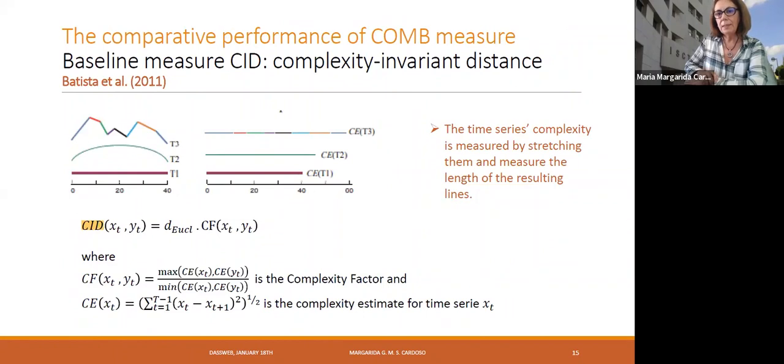The complexity invariant distance is a distance proposed by Batista et al. And it is a very intuitive way to measure the distance between time series. The idea is if a series is more complex, like this one, when we stretch the series, we will have a length that is above the values of the other ones. So this is the idea of the complexity factor, and this complexity factor is used as a factor in the Euclidean distance.